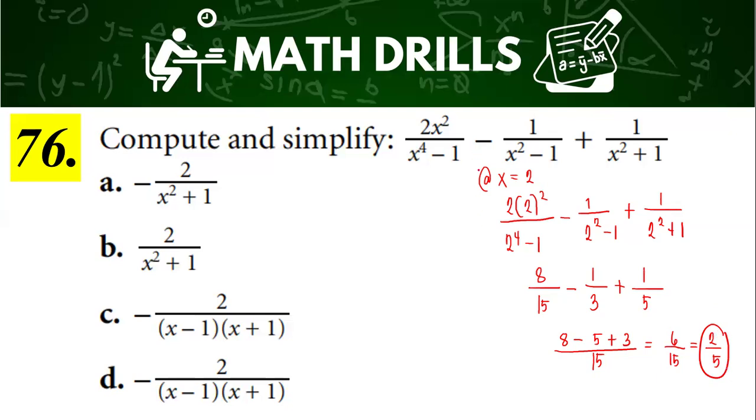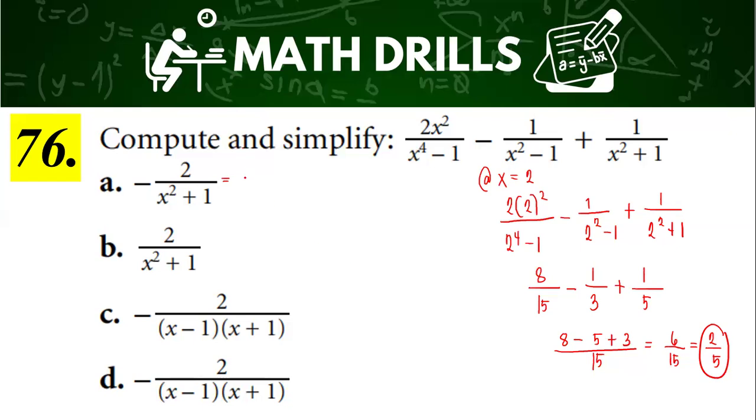I didn't use 1 because when we use 1 here, it will be 0 in your denominator, which is undefined. So let's use a value wherein your denominator will not be equal to 0. Next, let's evaluate each choice, and we should get 2/5 as the answer.